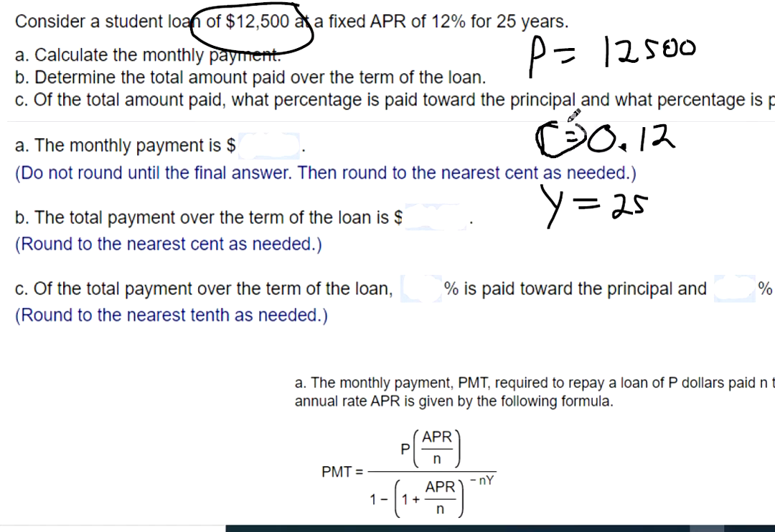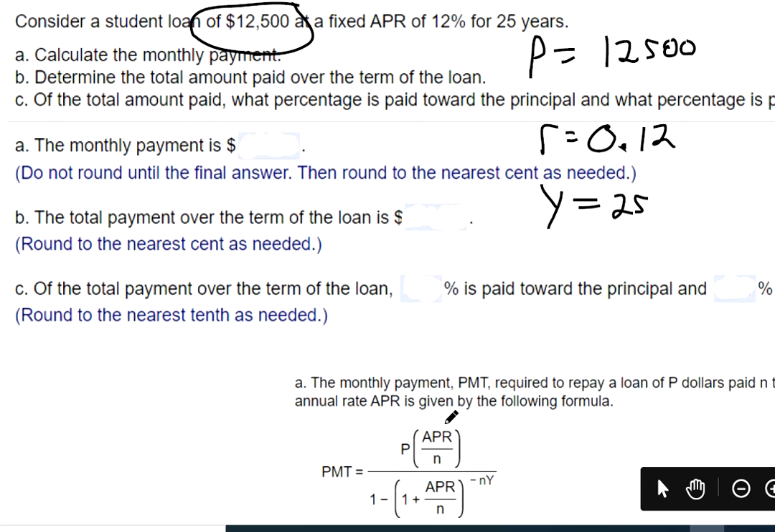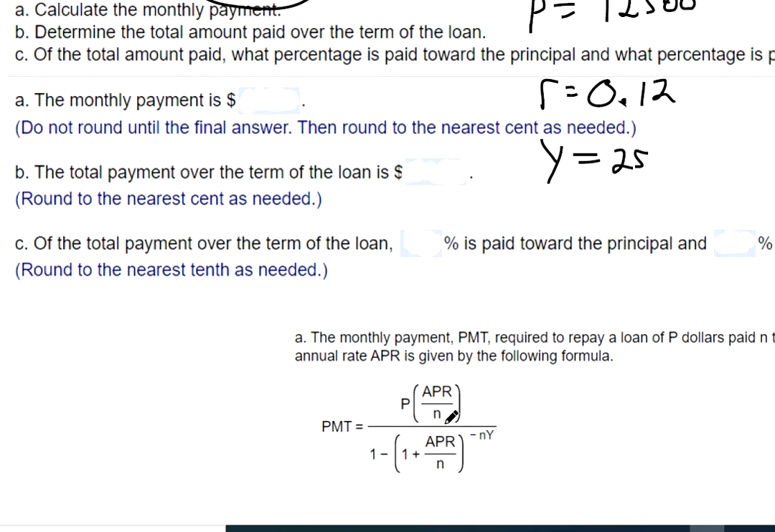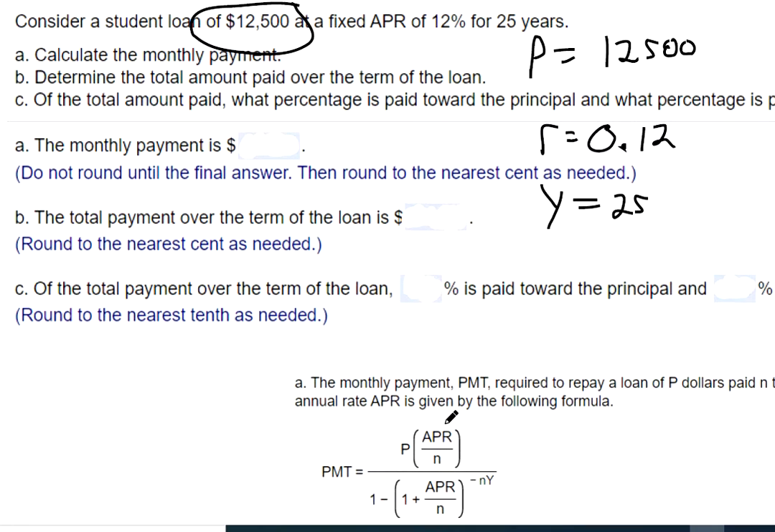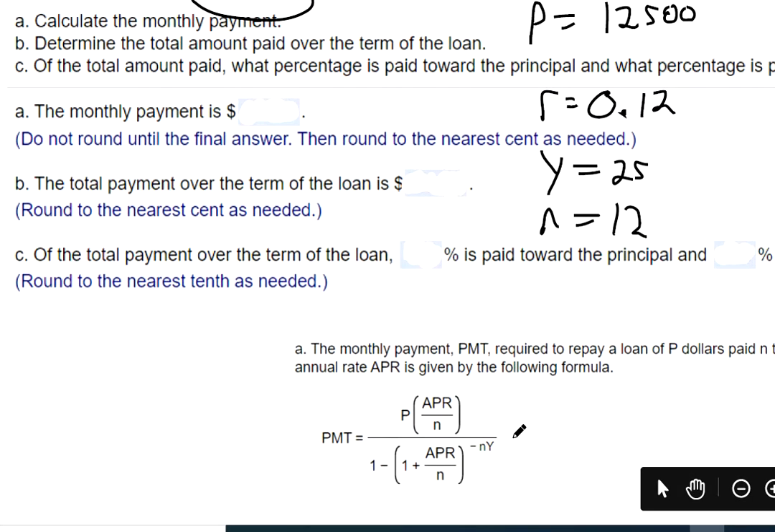Oh, sorry, and they don't use R in this case. They use APR down here. So I wrote R, should have stuck with how the formula is doing it. N in this formula is the number of times we compound, or rather the number of times per year for payment, I guess is a better way of saying that. It's monthly, so N is going to be 12. So with all that information, we can plug it into the formula.